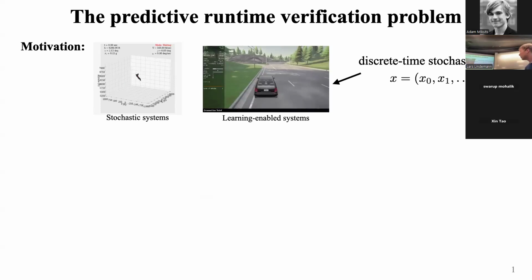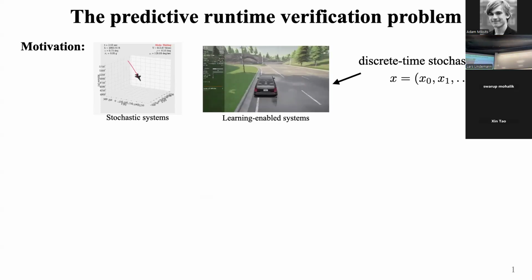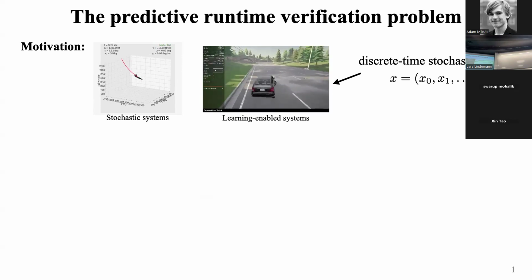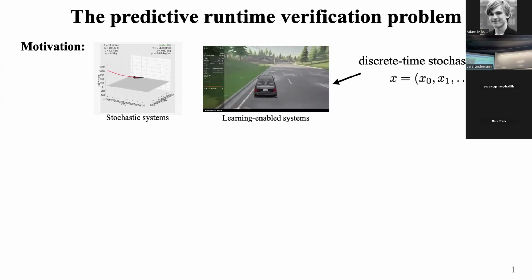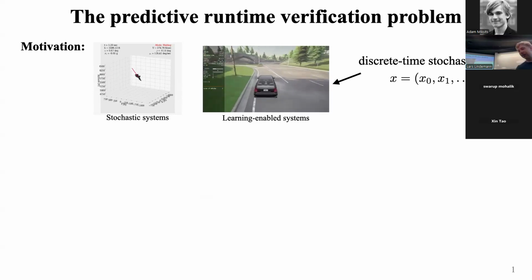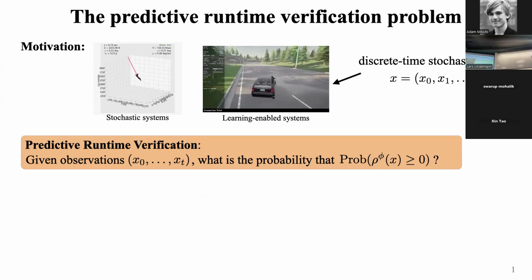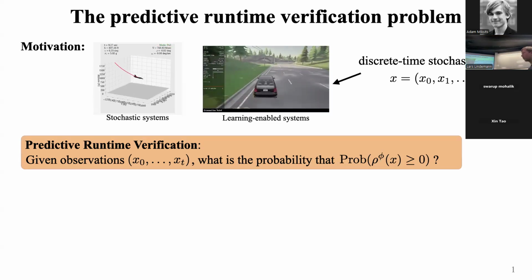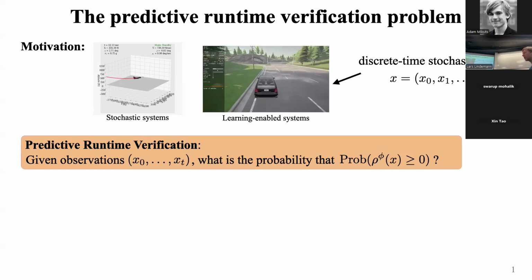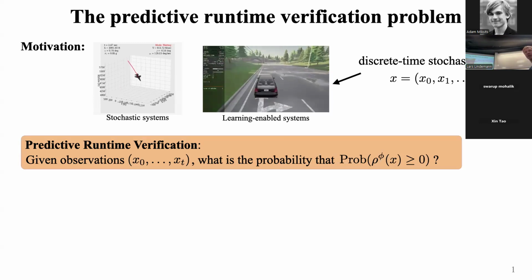To set up the problem, we model the system, again, as a discrete time stochastic system. So here we have the state at time 0, state at time 1, that gives us a trajectory, and the trajectory is again drawn from this distribution calligraphic D. And the problem is the following. We are given observations of the states up until the current time, t. So we know x0 up until xt.